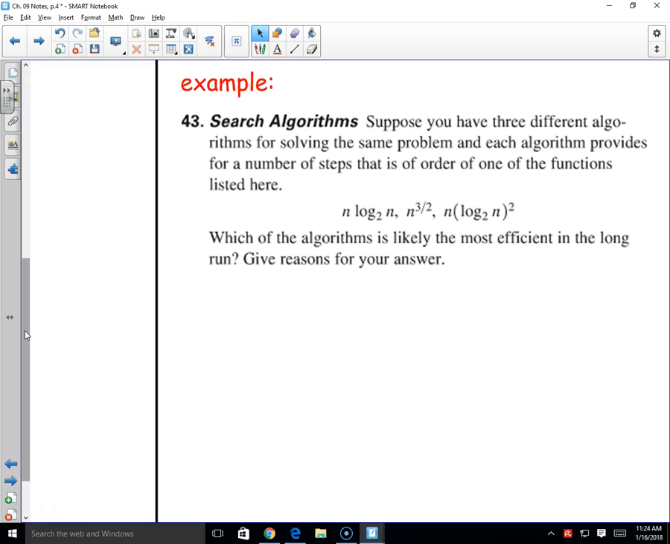Which of the algorithms is likely the most efficient in the long run? Well, basically what we're trying to look at is, if for a certain program they need to take so many number of steps, the most efficient will be the lowest. Not the slowest in how it runs, but the lowest in how many steps it takes. Does that make sense for you? Mm-hmm. So then we're really just looking for the lowest one.